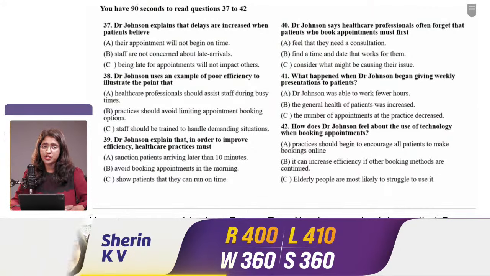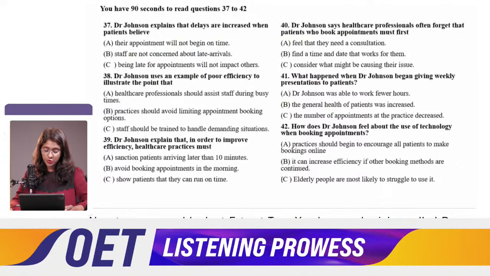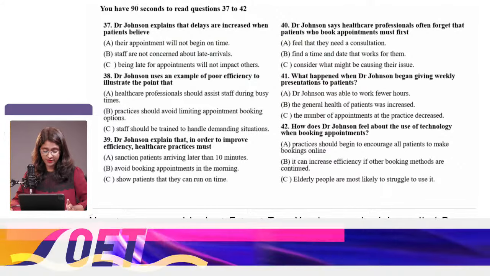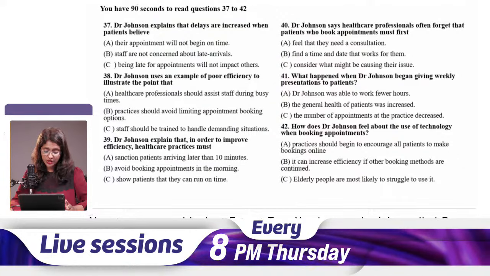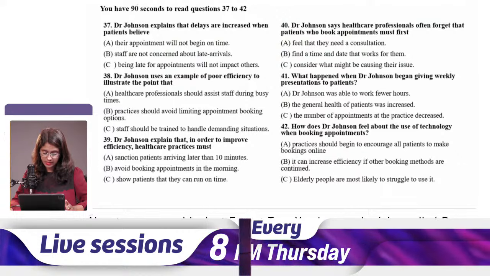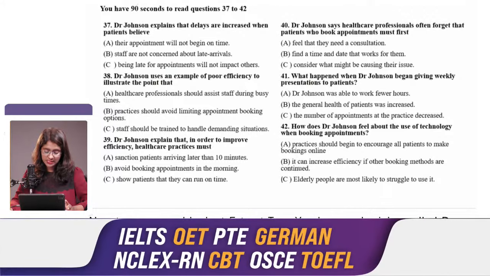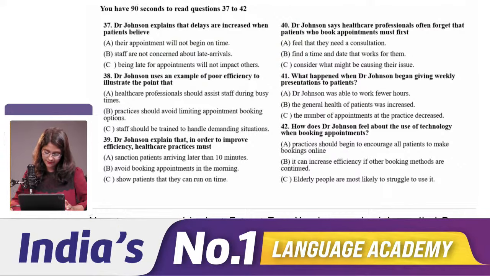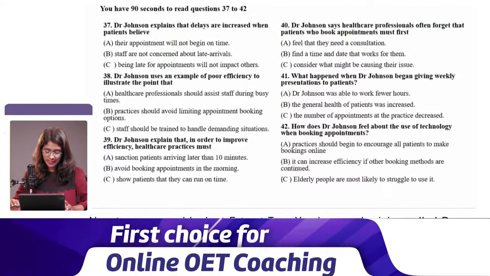Okay, let's move on to question number 39. Dr. Johnson explains that in order to improve efficiency, what do you have to do? Option A, healthcare practices must sanction patients arriving later than 10 minutes. Option B, avoid booking appointments in the morning. Option C, show patients that they can run on time. Okay, so in order to improve efficiency, what must healthcare practices do? Let's see.